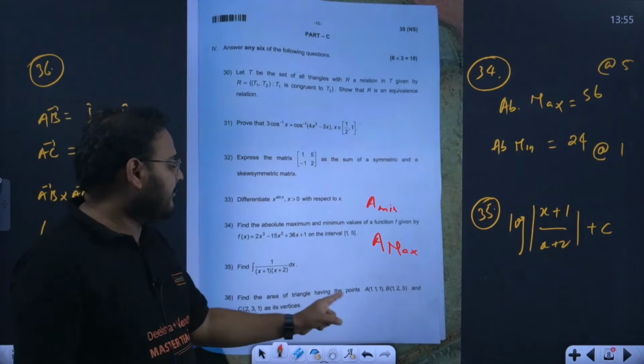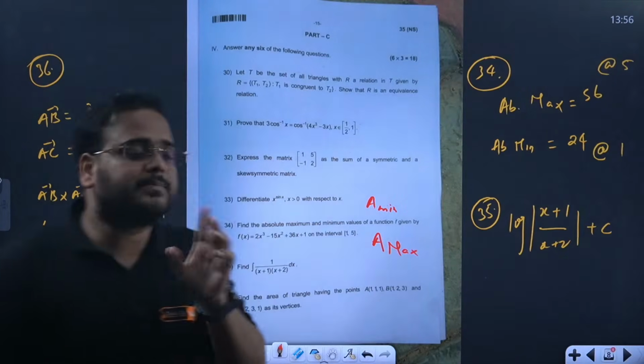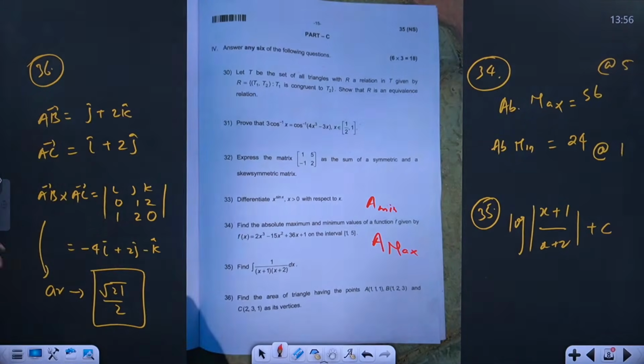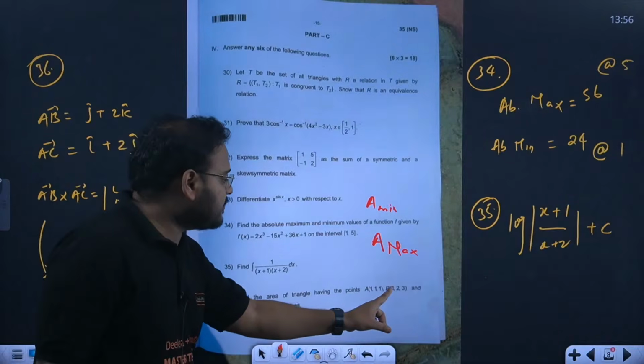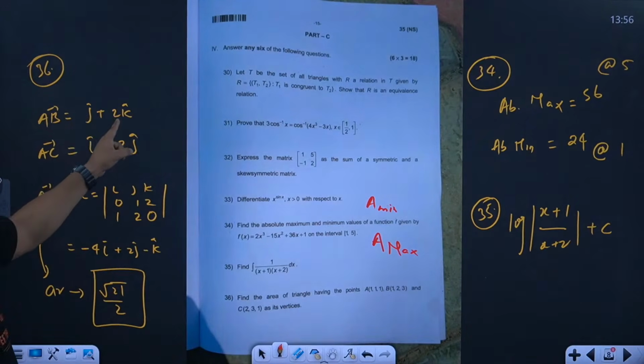Find the area of triangle having the points. I did mention you area of triangle is what? Area of triangle is given by |a cross b|/2. But for a cross b, you have to find a and b first. So finding vector AB, you're going to use this. 1 minus 1, 2 minus 1, 3 minus 1. 1 minus 1 is 0, 2 minus 1 is 1, 3 minus 1 is 2.